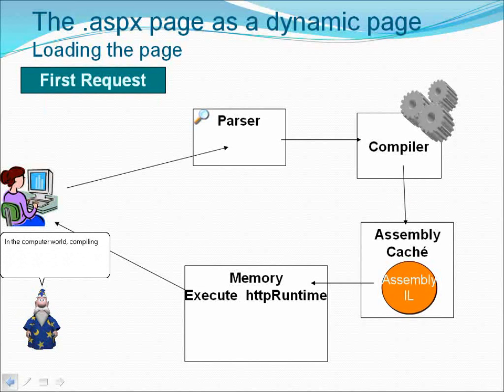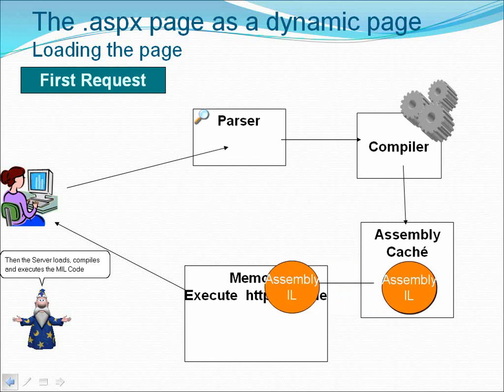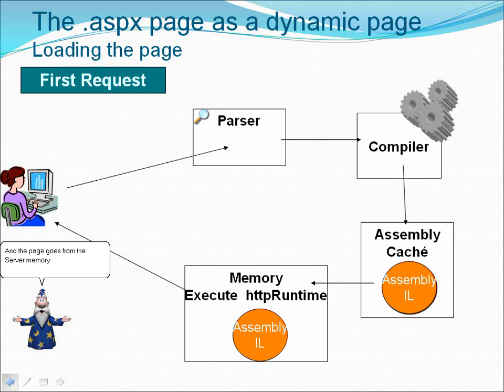In the computer world, compiling is the process of translating the actual code you write in a programming language, like Visual Basic.NET, into machine language, which consists of instructions that a computer can understand and execute. So, the code contained in ASPX files is converted by the compiler into Microsoft Intermediate Language, MIL, which the server can process and understand. Then the server loads, compiles and executes the MIL code. And the page goes from the server memory to the client computer, and to the user's browser.